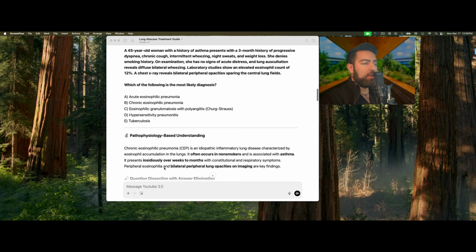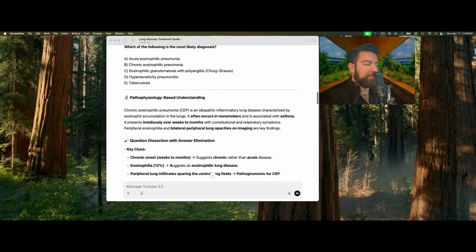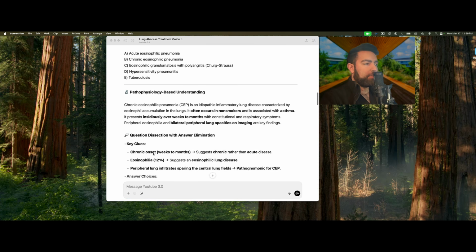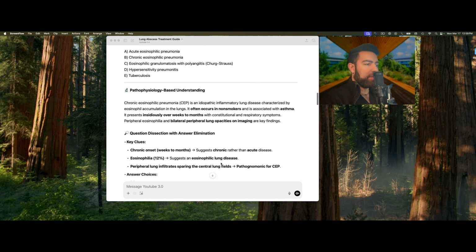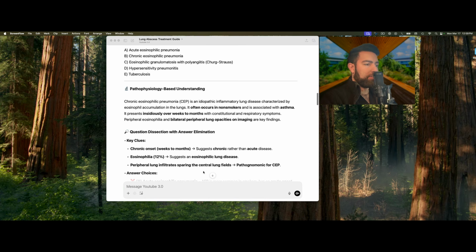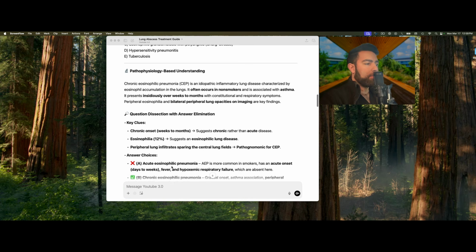The peripheral eosinophilia and the bilateral peripheral lung opacities on imaging are the key findings in this case. The difference between the chronic versus the acute would be the onset, and how long it's been there. The eosinophilia, greater than 10% there, will tell you that there's some sort of eosinophilic lung disease. The peripheral lung infiltrates, sparing the central, is pathognomonic for CEP.